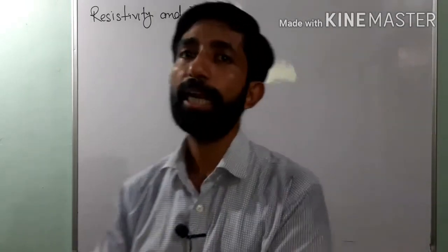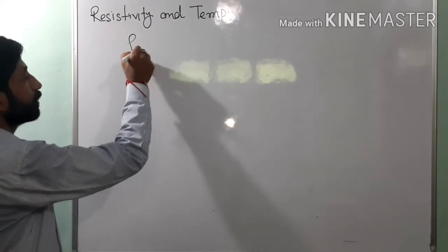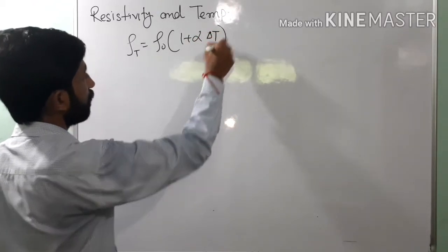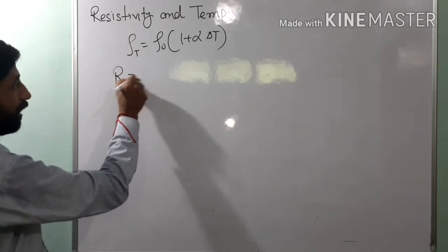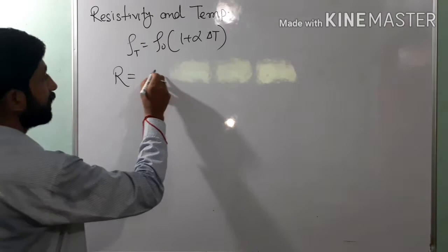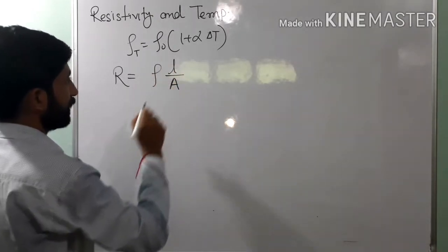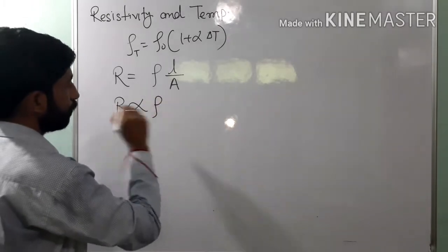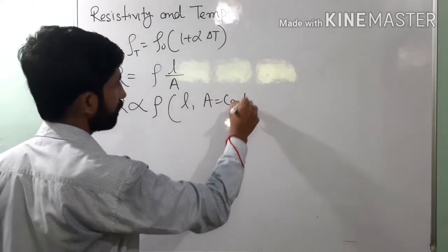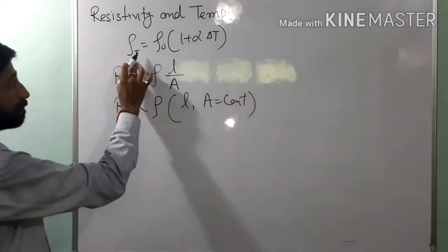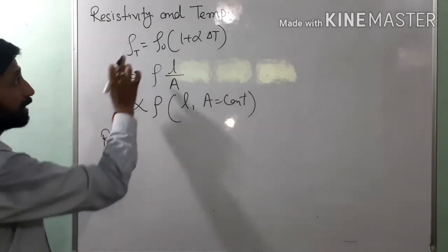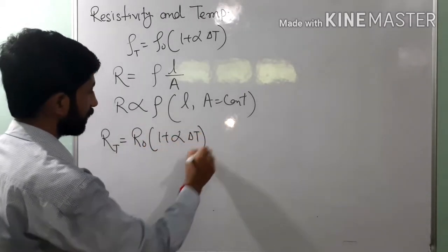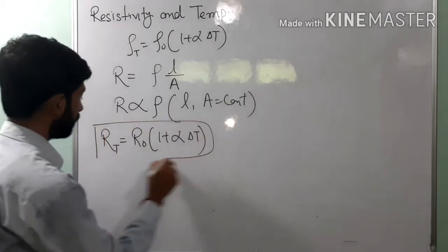We had seen the resistivity and its relation with temperature, and we got that rho T is equal to rho naught (1 plus alpha delta T). Now what about resistance? Resistance is given by rho L over area. So if resistance follows this relation, as R is directly proportional to rho, if L and A are constant, then resistance at that particular temperature becomes R naught (1 plus alpha delta T). Okay, this is a very important relation.